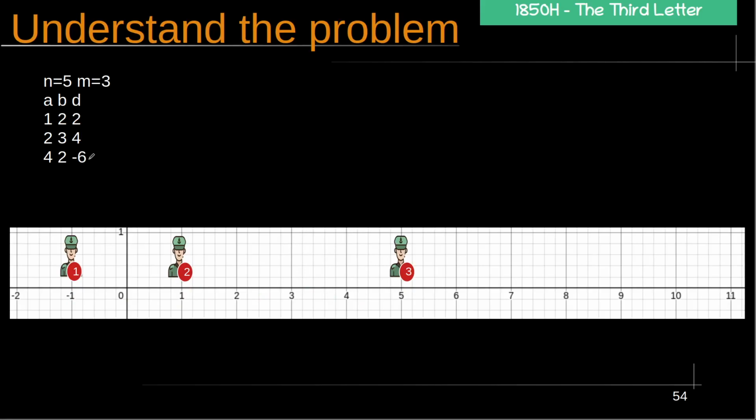4, 2, minus 6 tells us that soldier 4 must be behind soldier 2 by 6 units: 1, 2, 3, 4, 5, 6. So soldier 4 must be there. As you see here, soldier 5 is not mentioned, so we can place it anywhere on the x-axis. You can put it here, for example, with soldier 2 or in any other position.